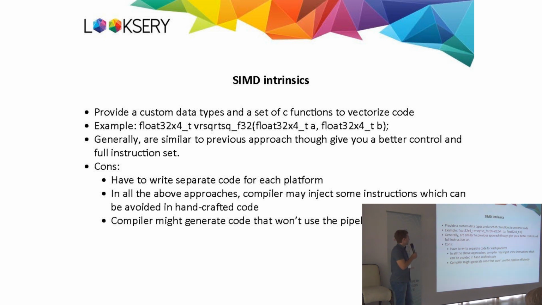Another thing you can do is use SIMD intrinsics. SIMD intrinsics provide custom data types and sets of C functions to vectorize your code. You can just use them and it will be vectorized for you. Generally, this is similar to the previous approach, but they may give you a bit better control and more operations supported. Once again, in this one you have to write different code for different platforms. In the previous approach, you can just write one code. In this approach, there are different intrinsics for Neon, different intrinsics for SSE, and so on. And you may also be able to write better handwritten code.